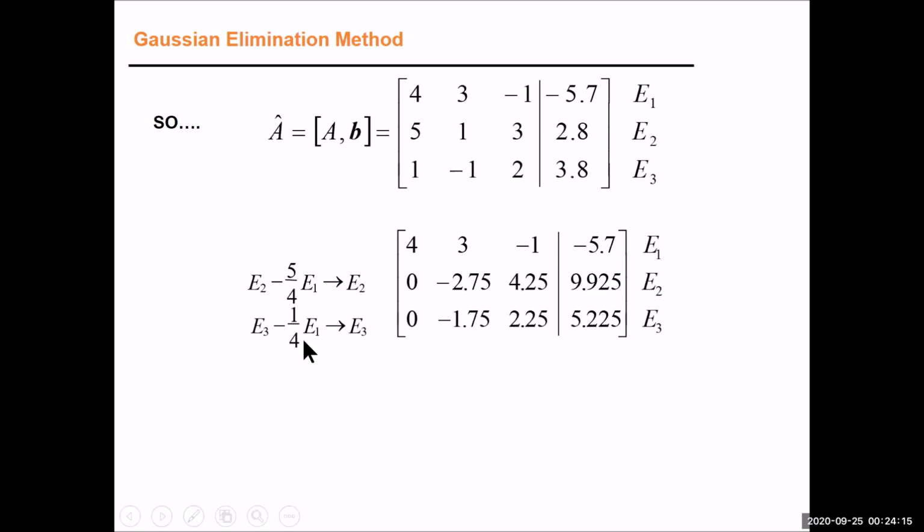Okay, so that's the method. Maybe let me pause. I've got two questions. The first question is, what if the pivot element is 0?